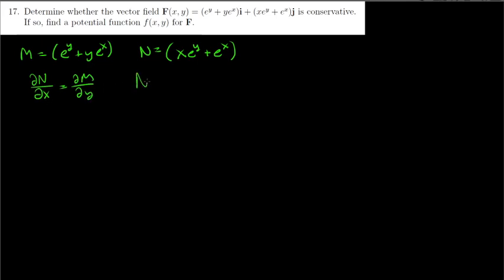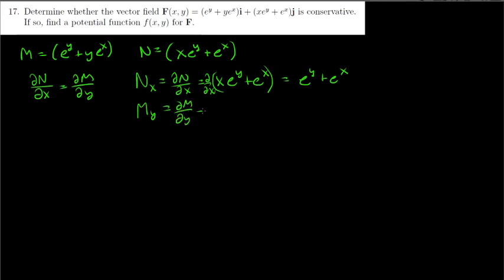Well, let's do first the partial of n with respect to x. Again, that's my little notation for that. With respect to x, you just get, oh, sorry, the partial of that is just going to be e to the y plus e to the x. And now for the partial of m with respect to y. So m is e to the y plus y e to the x. So yep, you get e to the y plus e to the x. Same thing. So these indeed are equal. So f is conservative.